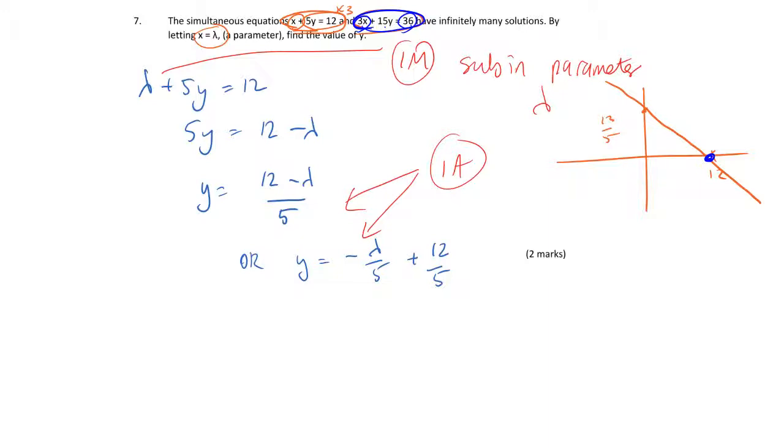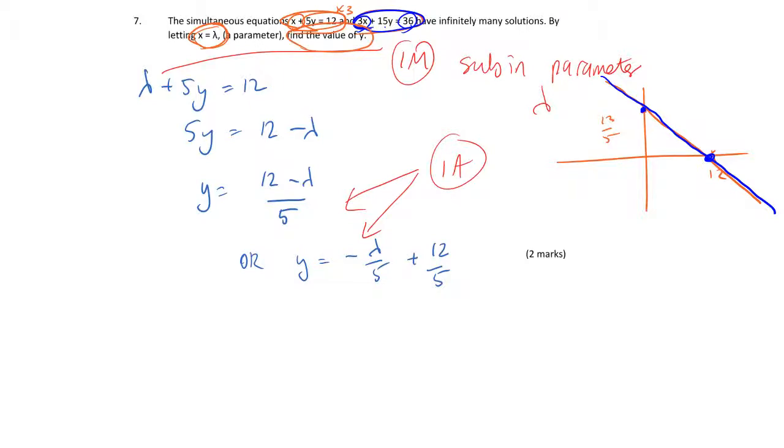15y equals 36 would simplify down to 12 on 5, so the lines would be sitting over the top of each other. So we do have an infinite number of solutions. But that wasn't what the question was asking. It just said, if we let x equal lambda, how do we find out what y is equal to?